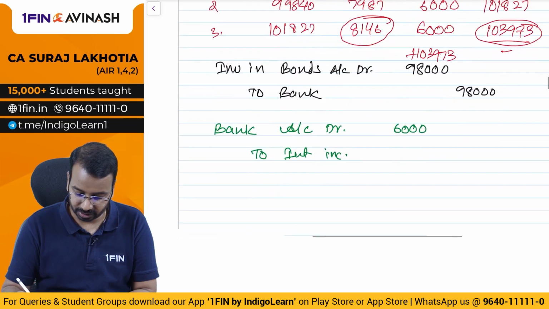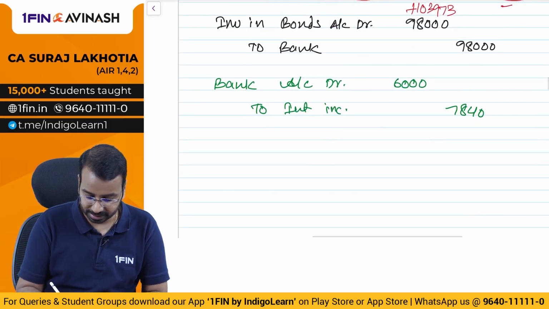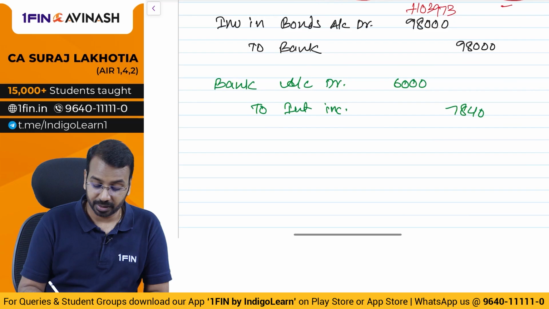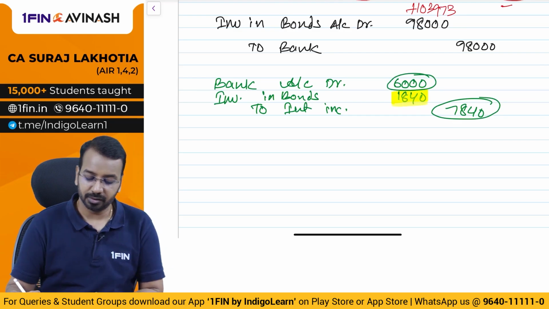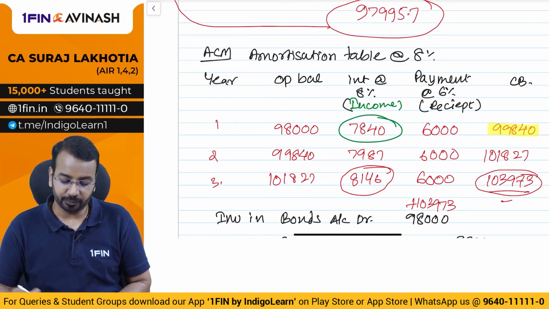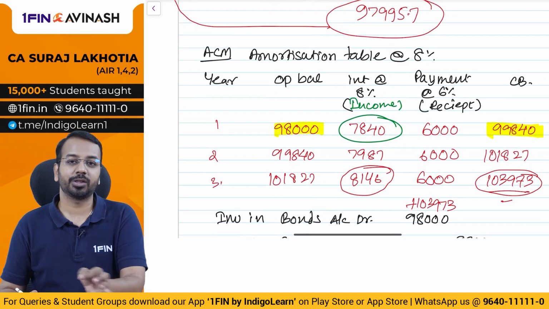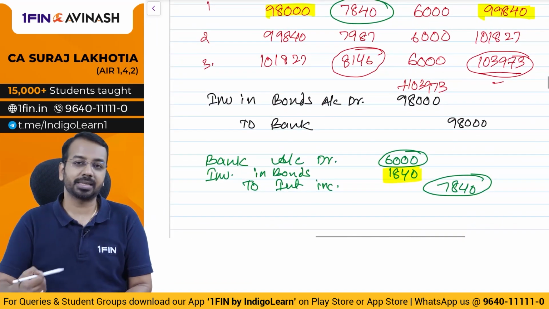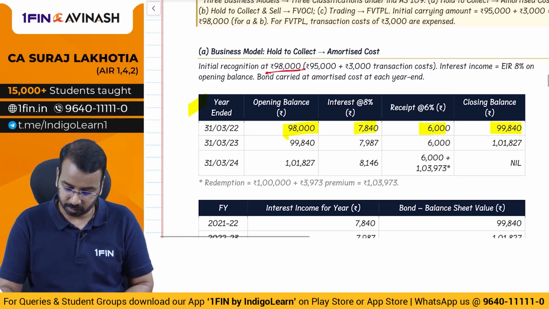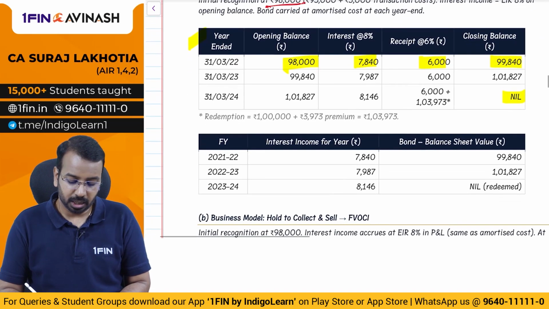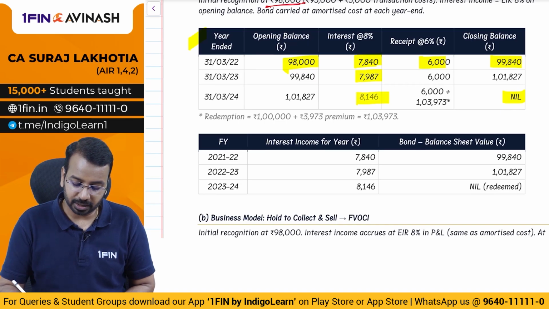Interest income is how much? 7,840. So, what happens to the balance? The balance amount gets added to the bond value. So, you will add that to investment in bonds. See, we had to receive 7,840, we received only 6,000. So, 1,840 got added here. So, you see 98,000, 99,840, 1,840 got added, right. Like this you can pass entries for the second year and third year. So, we prepared this table: opening balance, interest, payment, closing balance. The closing balance at the end will become 0. Interest income 7,840, 7,987, 8,146, that is how it will be accounted. Balance sheet value will be this closing amount.